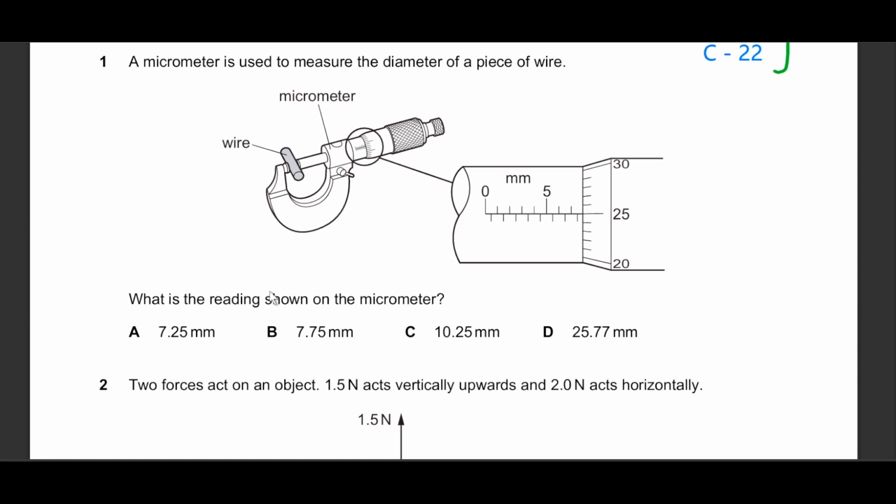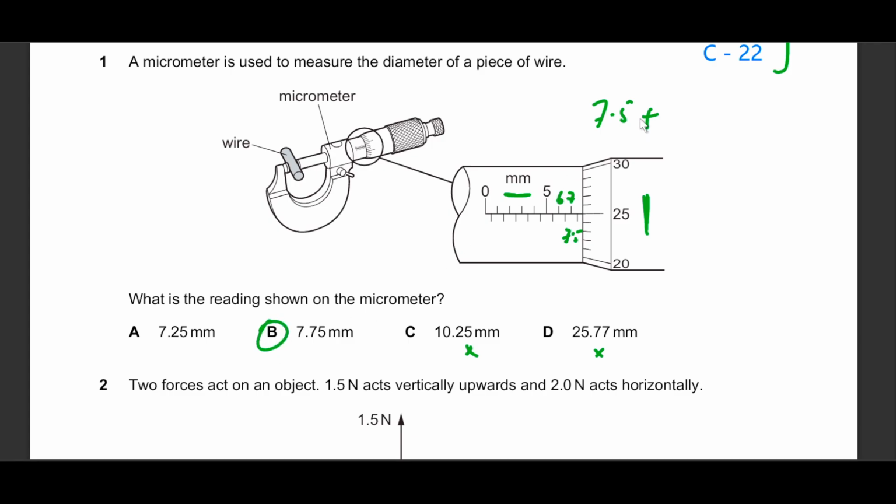Question 1 asks to show the reading on the micrometer. The method is to find the largest reading on the main scale, which is 5, 6, 7, and then 7.5. So it's pretty obvious that it's going to be around 7.5. So this is not possible. This is also not possible. And since the main reading is 7.5, the circular scale reading gets added into this. So very quickly, we could have figured out that this is going to be option B.